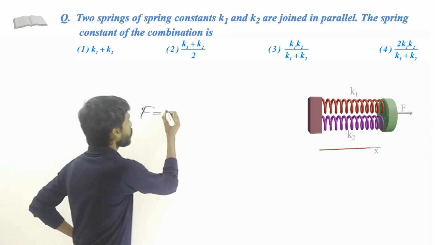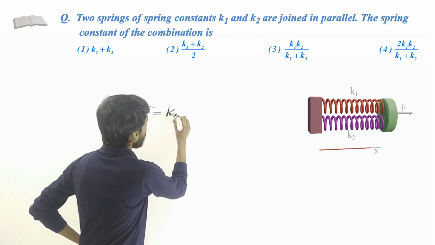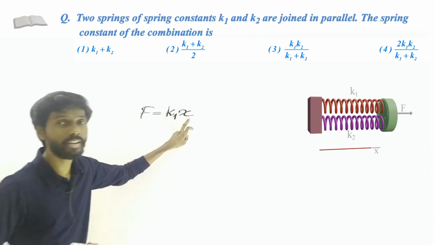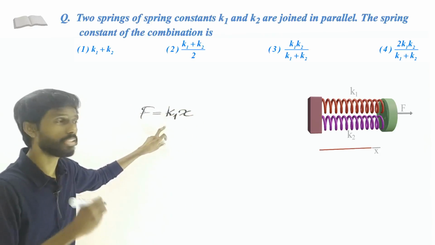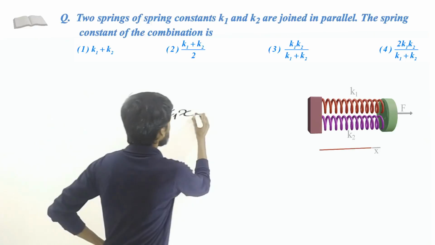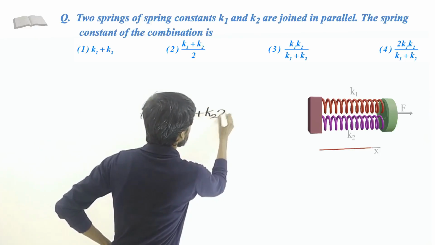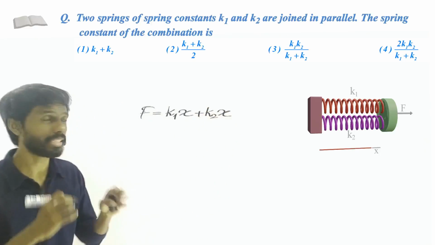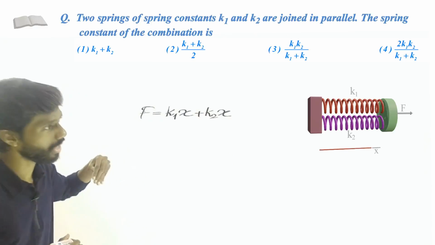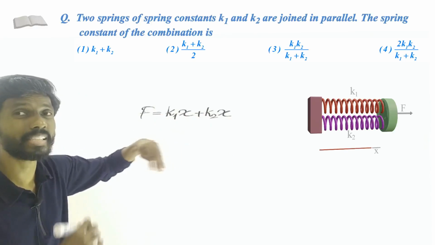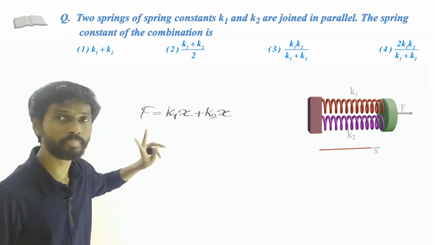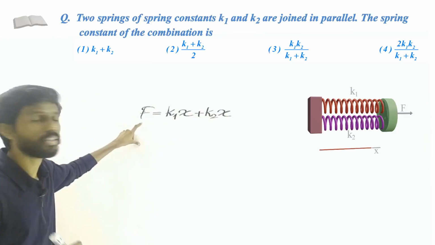So what is the force due to the first spring? That is K1x, where x is the elongation and K1 is the spring constant, plus the force due to the other spring, K2 times the same x. The elongation is the same because they are connected in parallel, so they elongate by the same length. So that gives us the force F.